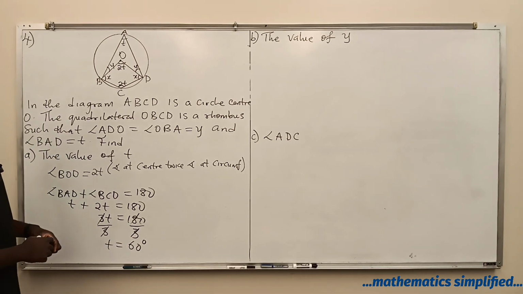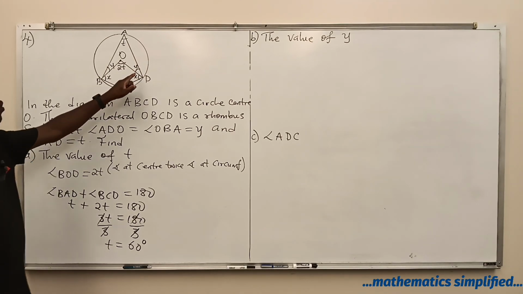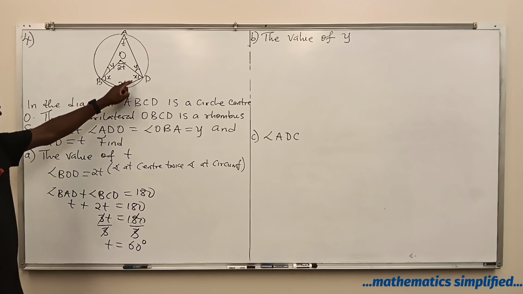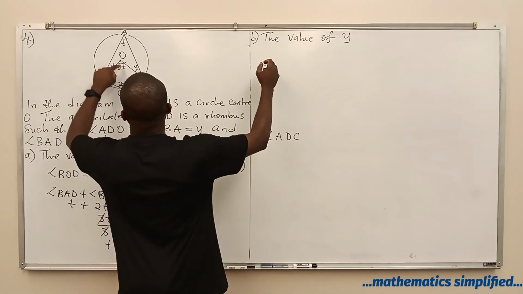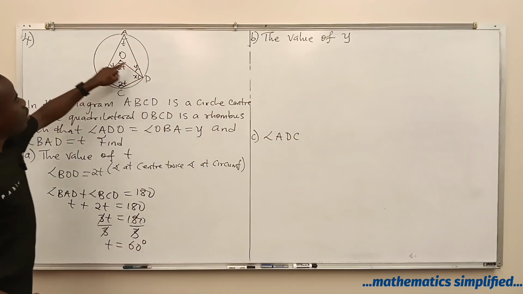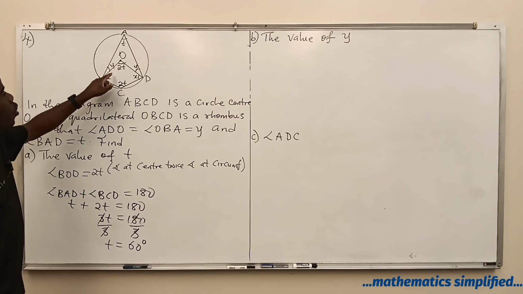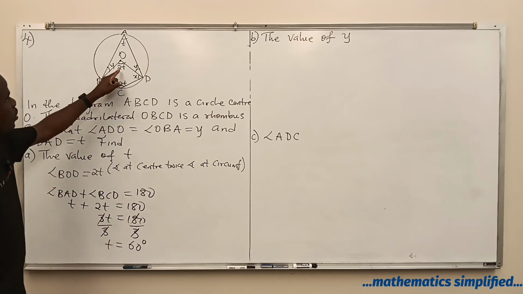Now, how do we find the value of Y? Next thing we are going to look for is the value of Y. But before we look for the value of Y, let's look for what X is. How do we get X? The sum of angles in a quadrilateral is 360. Since we have gotten what T is, 60, it means here will be 2 times 60, 120.